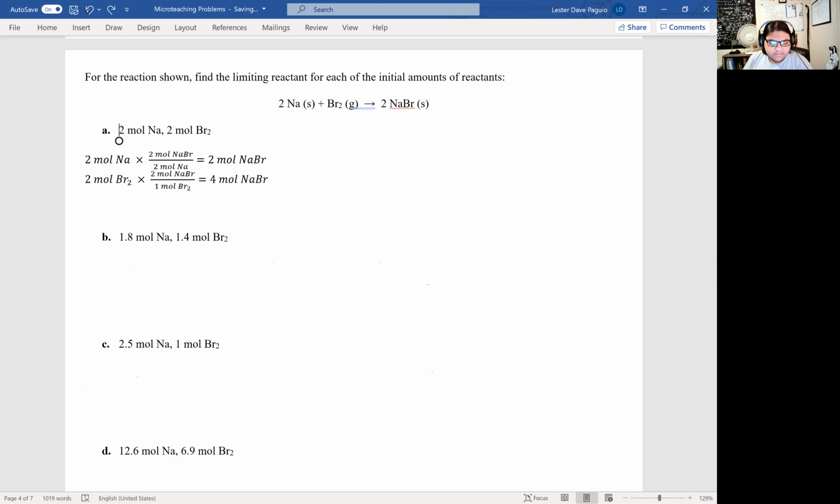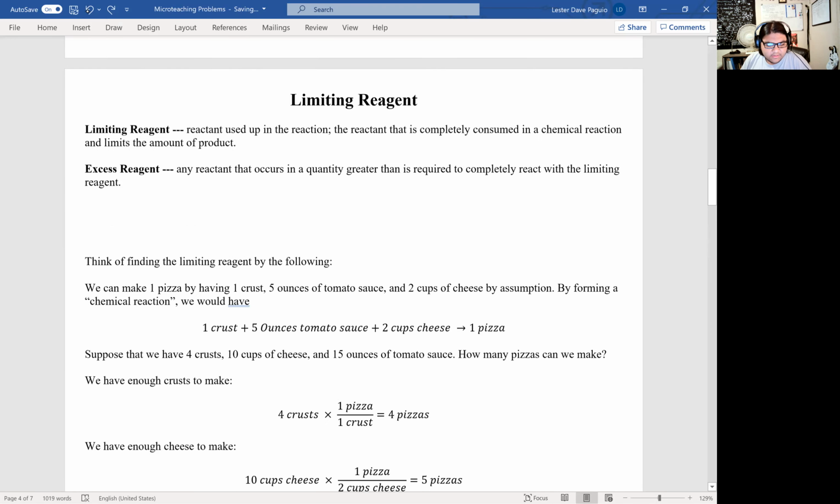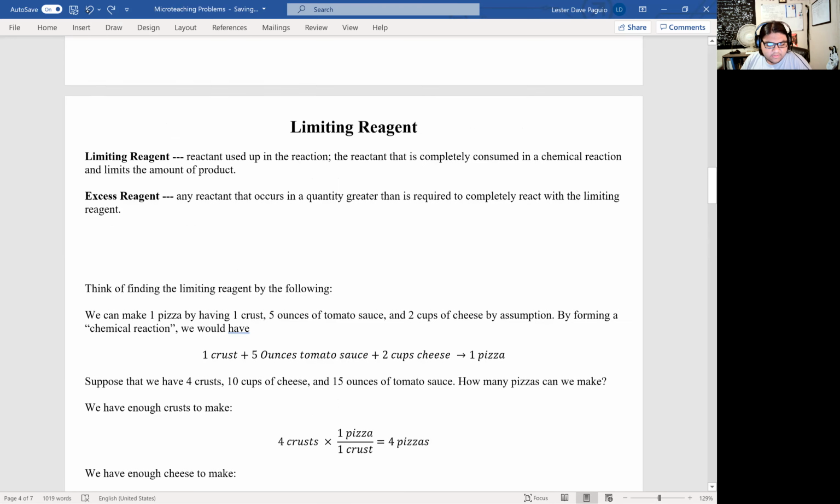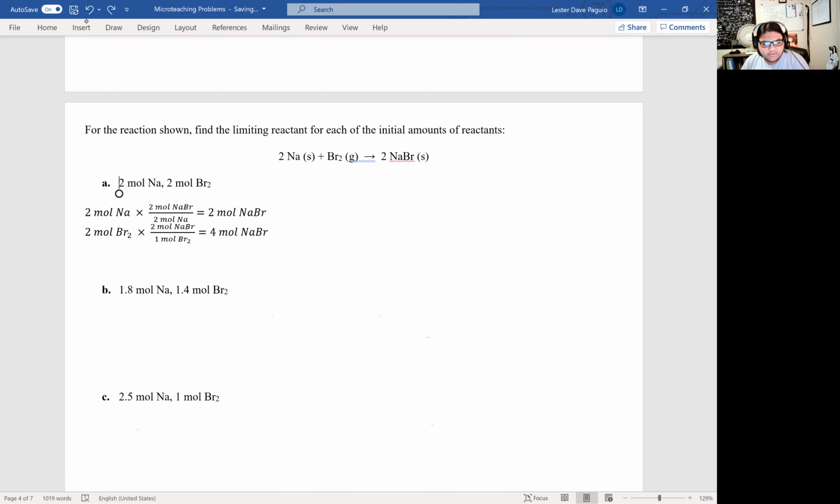So the limiting reagent, again, the definition of limiting reagent is a reactant used up in the reaction. The reactant that is completely consumed in a chemical reaction and limits the amount of product. So between these two, we would suggest that the 2 moles of sodium bromide represents the limiting reagent. So specifically, sodium is the limiting reagent because we used all of the sodium. And the bromine is the excess reagent because we still have extra bromine, even though we used up all of the sodium.